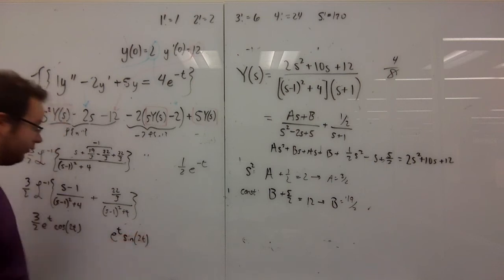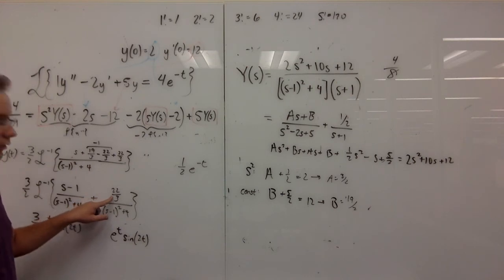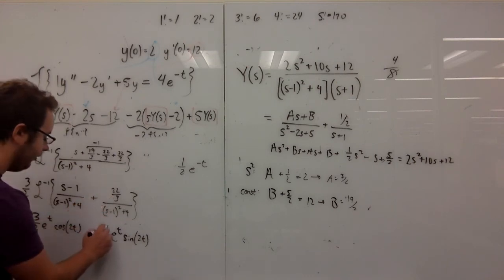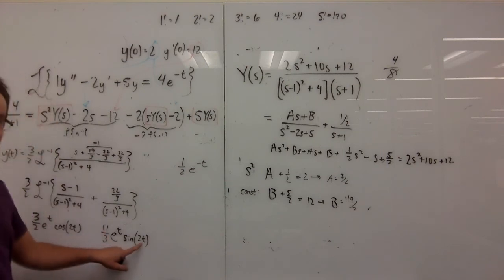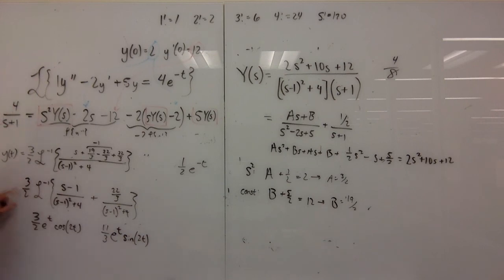Now, the Laplace transform of sine of 2t would put a what up here? A 2. Well, what do we have up here? 22 over 3. We can say that really was an 11/3, because an extra factor of 2 that pops out from this would give us 22 over 3. Times the 3 halves, we shouldn't forget about. What's 3 halves times 11 over 3? 11 over 2. And that's our answer.